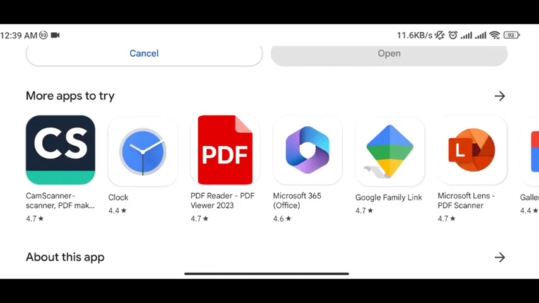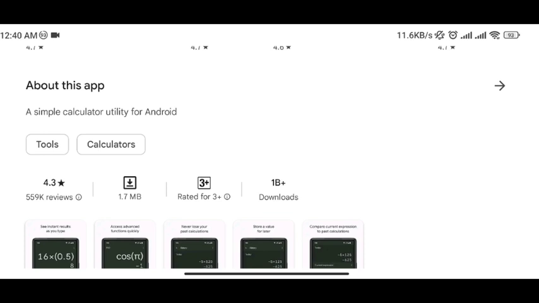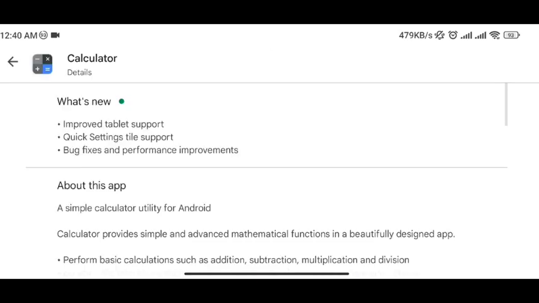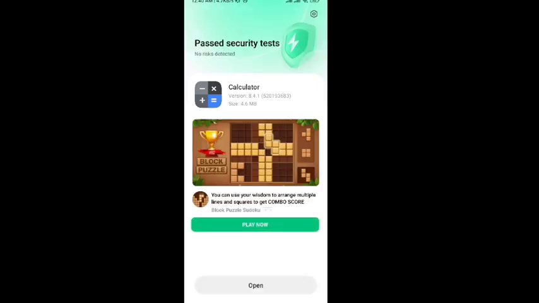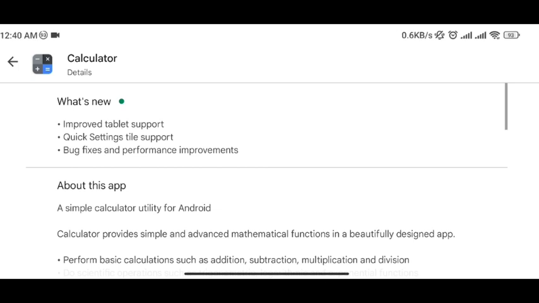What about the description of the software? Here's the about. There's the new improvements: tablet support, quick setting tile support, bug fix and performance improvement.